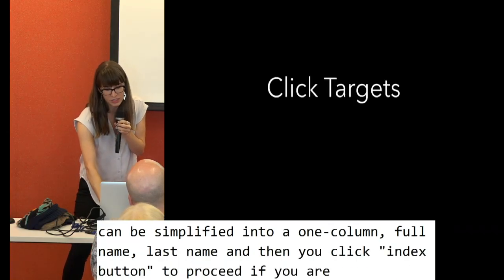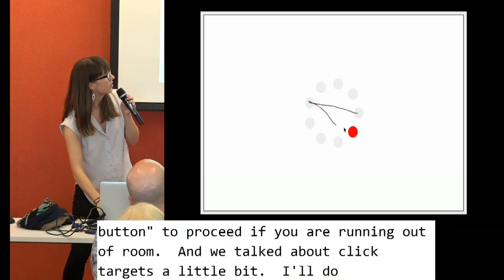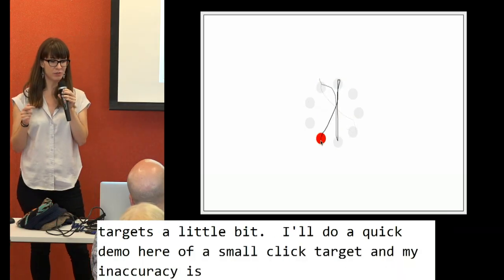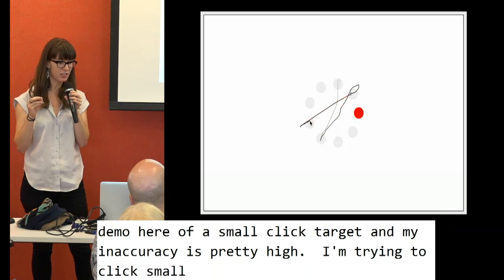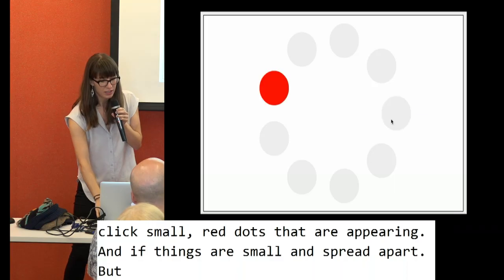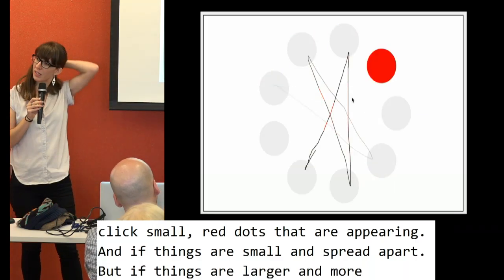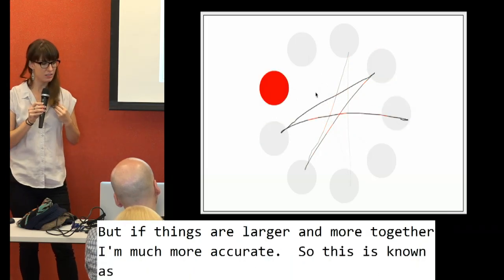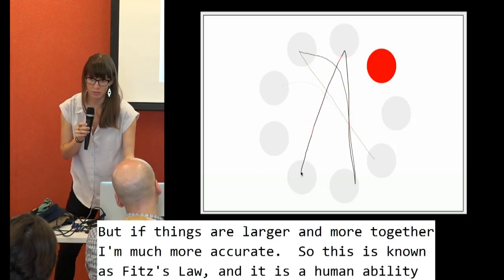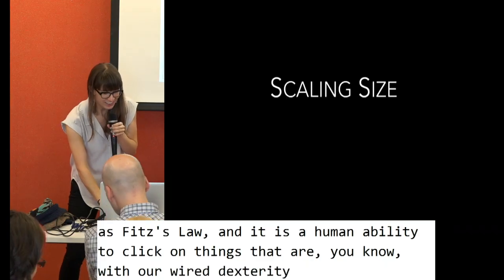And we talked about click targets a little bit. I'll do a quick demo here of a small click target, and my inaccuracy is pretty high, trying to click small red dots that are appearing if things are small and spread apart. But if things are larger and more together, I'm much more accurate. So this is known as Fitts's law, and it is the human ability to click on things, with our wired dexterity and things like that. So take a look at that.